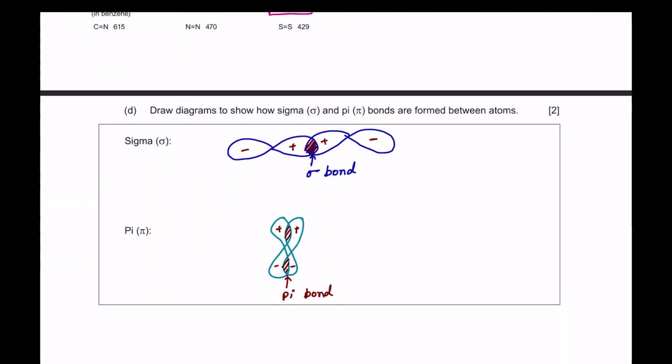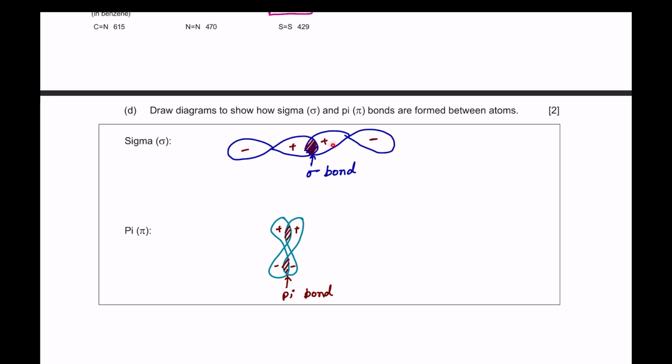Now we have to draw sigma and pi bonds. Okay, I'll just be using the p orbitals. This is a p orbital basically. P orbitals are dumbbell shaped, and if you have this head-on overlap, then it would be a sigma bond. And obviously also mention the negative and positive signs of the lobes because this is really important. If you miss this, obviously marks will be deducted.